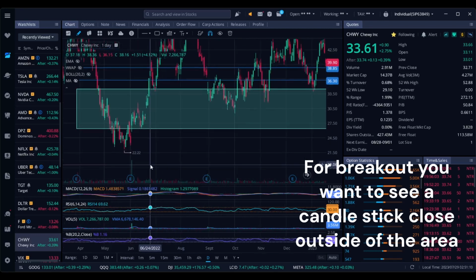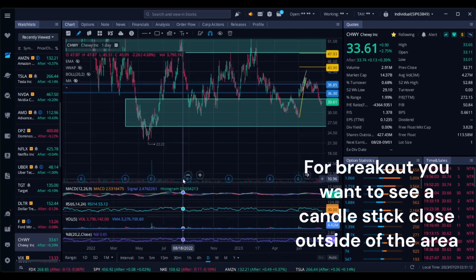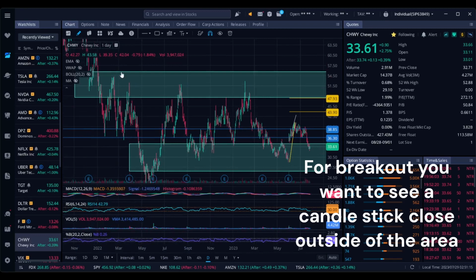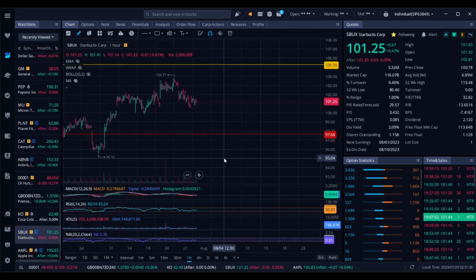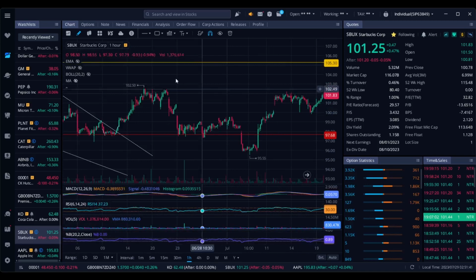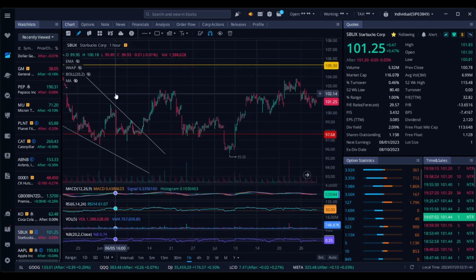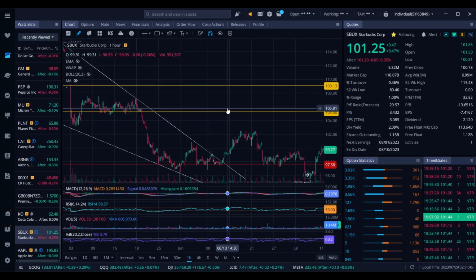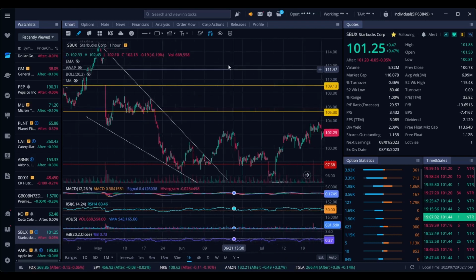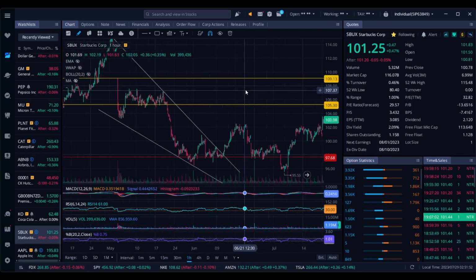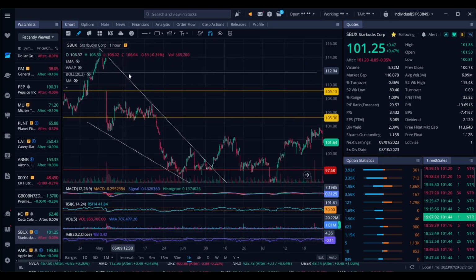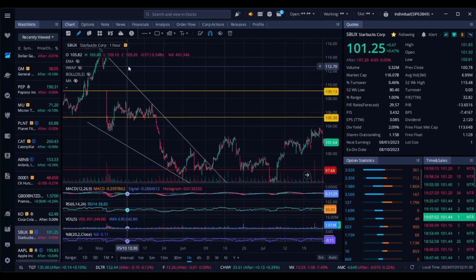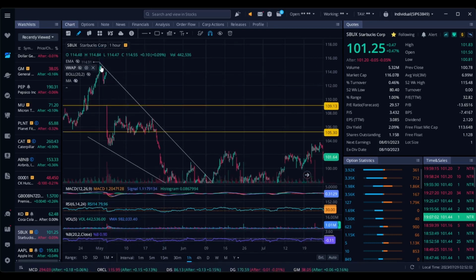But let me see. Let me go to a different one. Starbucks. Yeah, let's go with Starbucks. Starbucks is a good example to show. Okay, so let me show y'all. Starbucks was in this trend. I actually traded this a while ago. Was it a month ago, a few months ago? Yeah, two months ago.